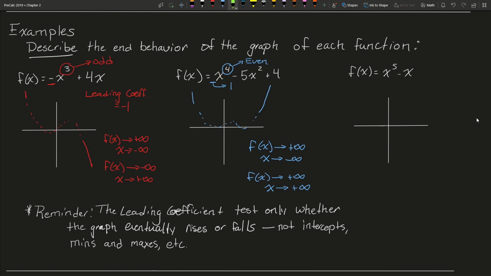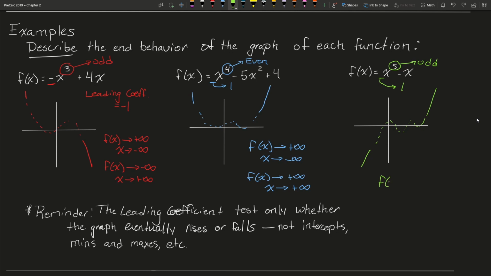Our third example, f of x is equal to x to the fifth minus x. Again, we look for the highest exponent, which in this case is 5, which is odd. And the leading coefficient, again, there is none here, so it's assumed to be 1. So we have an odd degreed polynomial with a leading coefficient that's positive. So we will look something like this. So it'll start down bottom and end up top.